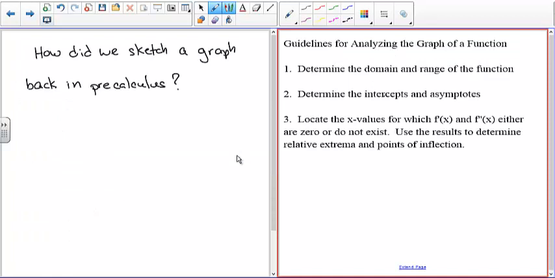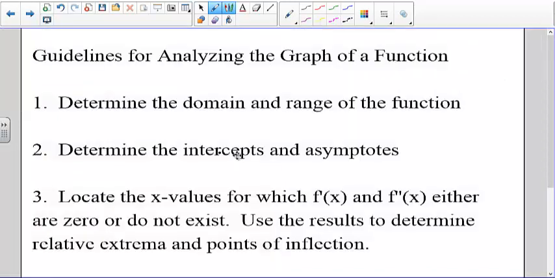So this is what we do. First you determine the domain and range of the function. You determine the intercepts, the x and y intercepts, just like in precalculus. You look for the horizontal and vertical asymptotes. Now sometimes we might do step 3 first, which we'll see in our first example. But we also can use the first derivative and second derivatives and their signs to know if we have local minimums and maximums, whether we have points of inflection.